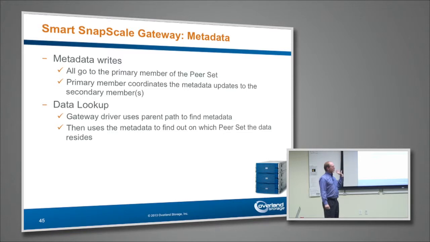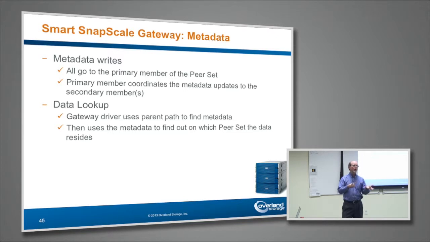So let's look a little bit deeper at metadata and how it's updated and how it's kept safe. And then we'll look a little bit more at the data. All right? So for the metadata, we have something called a primary peer set member, and then we have secondary peer set members. We have either one or two secondary peer set members. The primary peer set member is the one in charge of making sure that all the metadata changes come through properly and get committed.